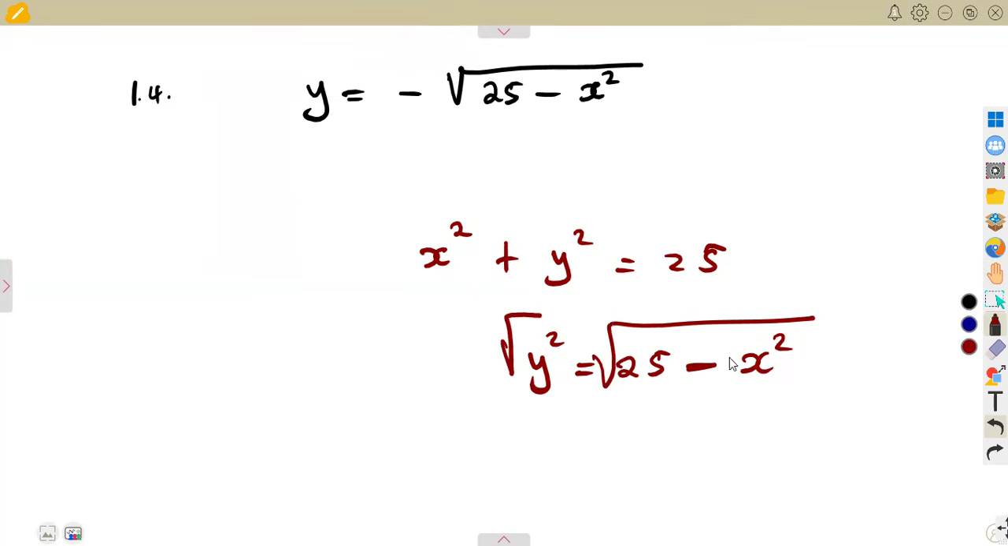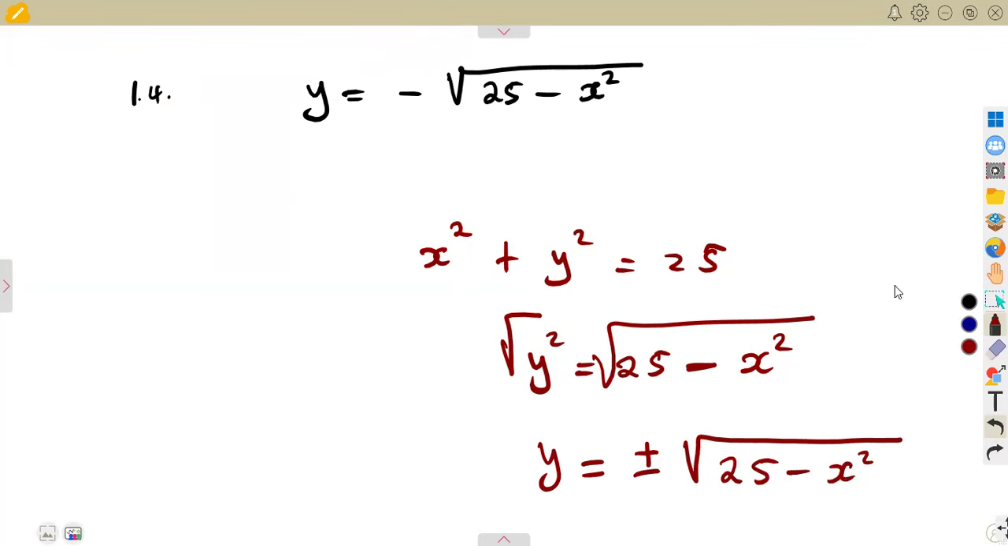Introducing the square root, meaning to say y is equal to the square root of this, and knowing that the square root of any number is a plus or minus. That is what you are supposed to actually have. This was a circle here. Having plus or minus, it's still a circle because we just made y the subject.